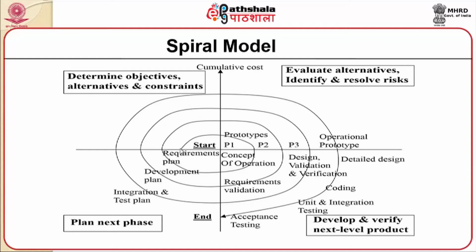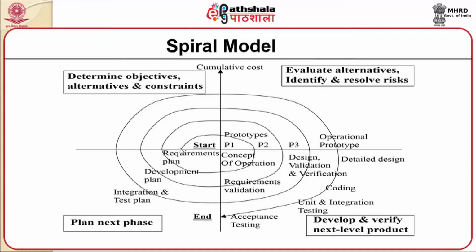I repeat whatever I have said. Phase 1 is more about objectives, alternatives and constraints. Phase 2 is about alternatives, identifying and resolving risks. Phase 3 is about developing and verifying the next level product, and phase 4 about planning for the next phase.